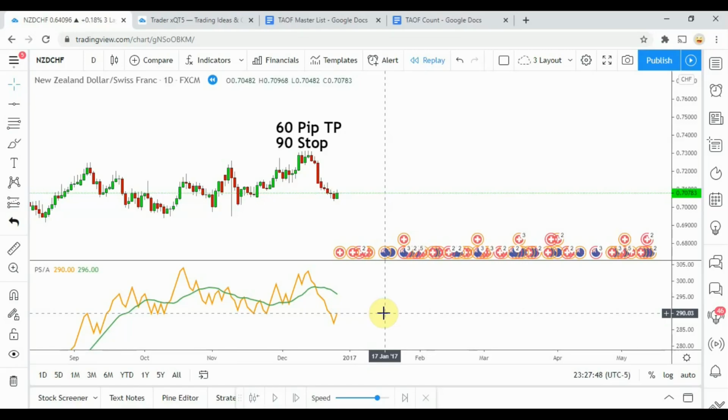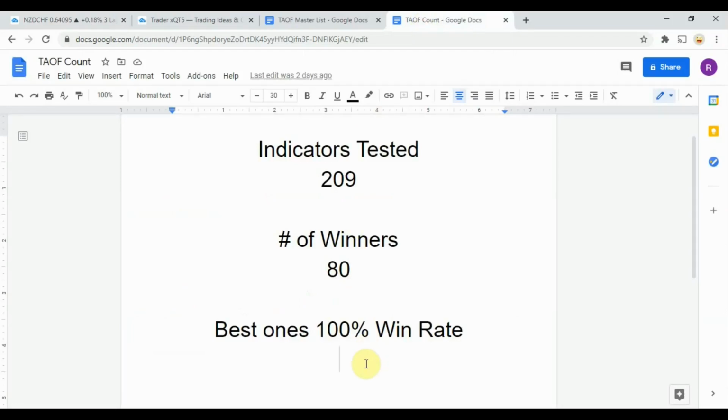All right, as I said, today we will be testing the price, speed, and acceleration indicator. But before we do, I wanted to put the indicator scoreboard up for everyone to see.